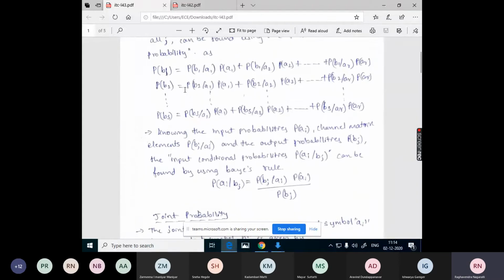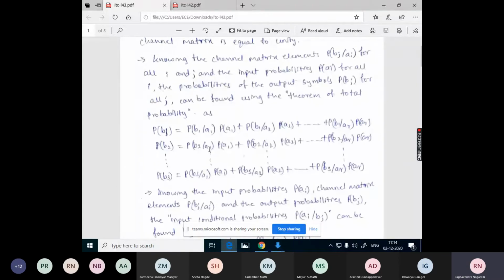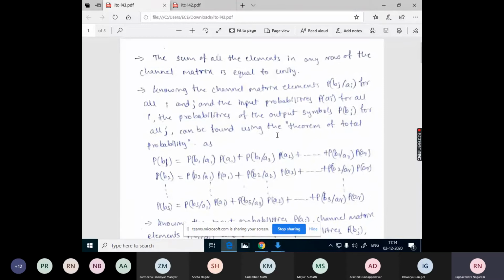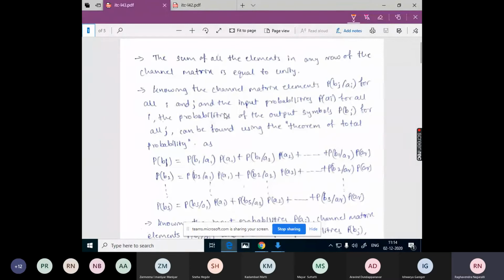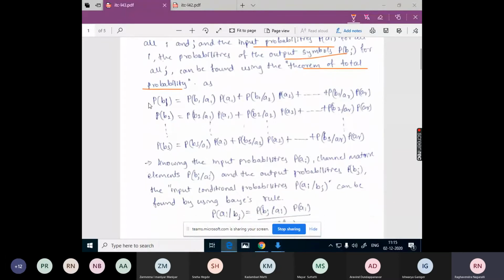So in the previous class, we have completed up to this point. We have seen the equations for the calculation of the probability of output symbols. If we know the conditional probabilities and input probabilities, then we can easily find out the output probabilities using the theorem of total probability. So these are the equations that we have seen in the previous class.